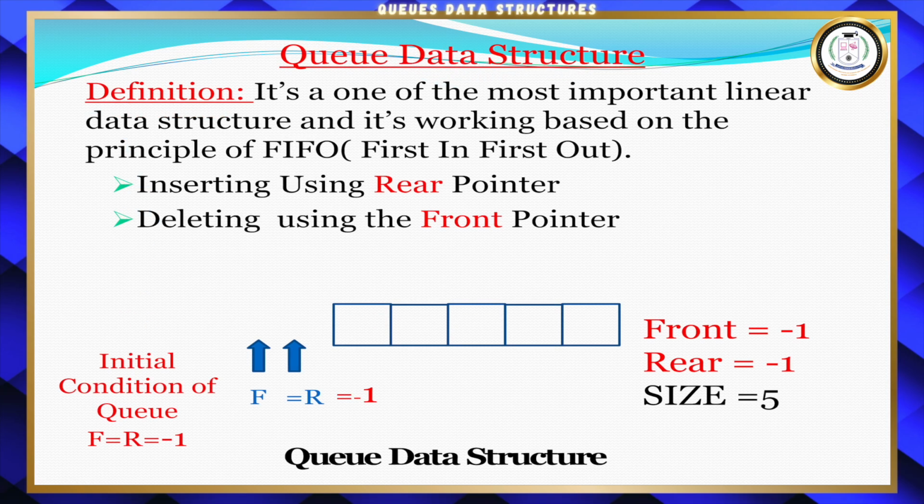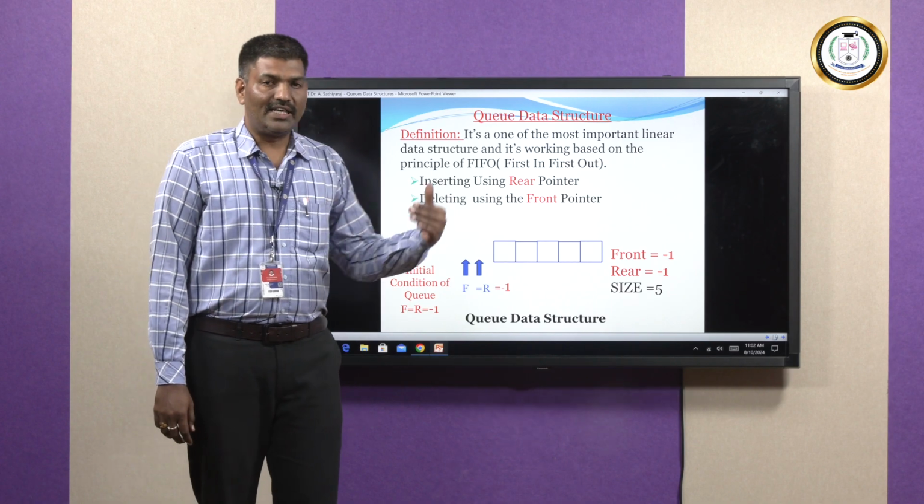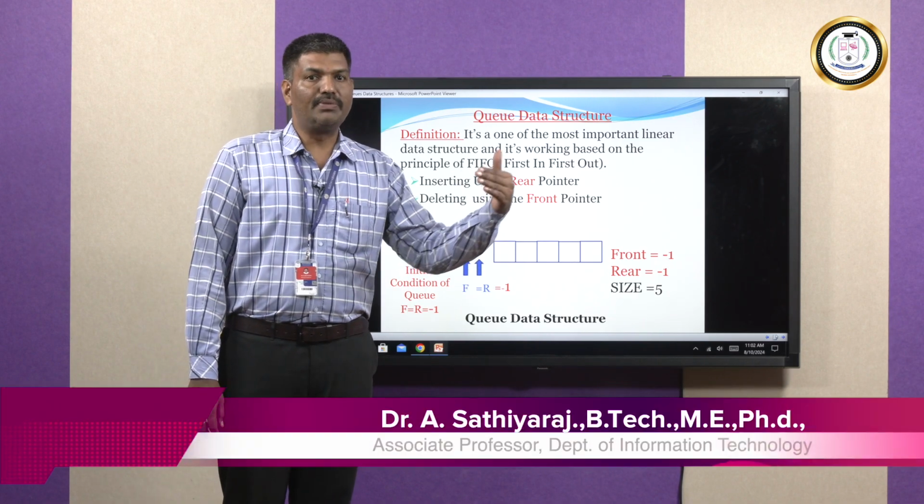Queue data structure definition. It is one of the most important linear data structures. It works based on the principle of first in, first out. So, whatever element we insert first, that element should be deleted first.